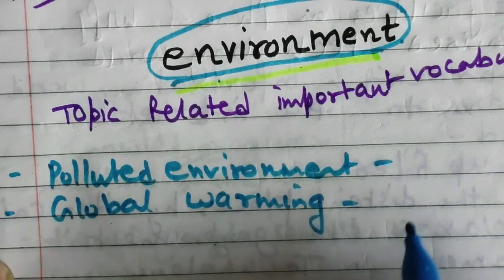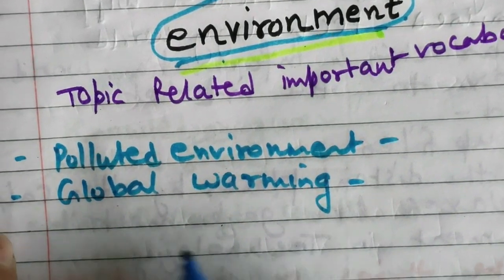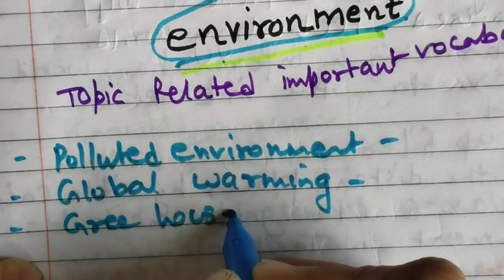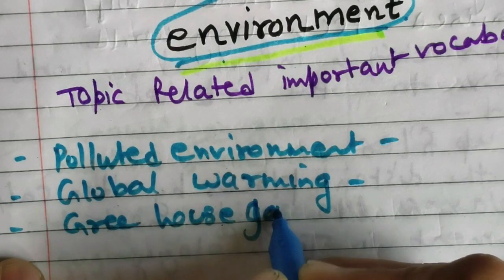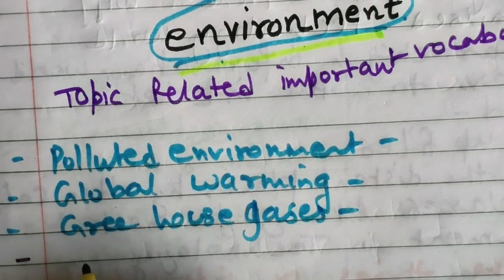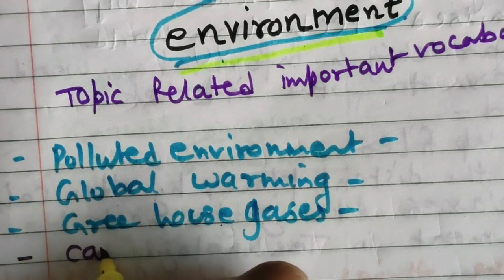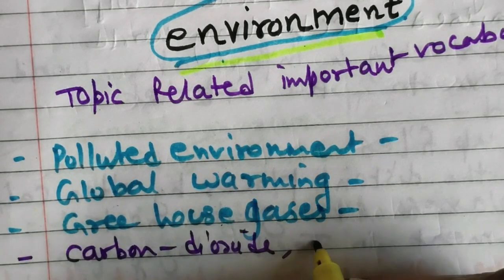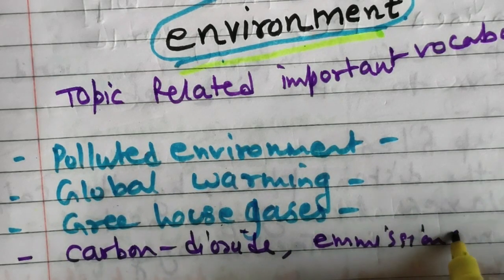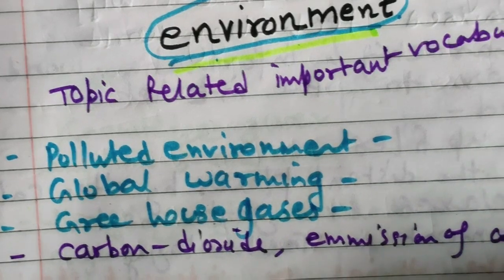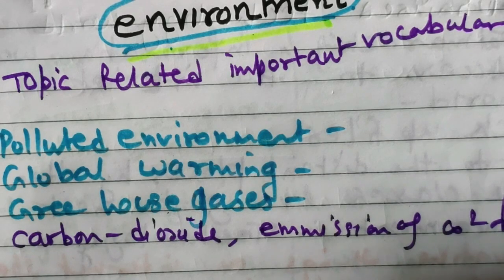Okay, next what can we get? Greenhouse gases. Okay, what next? Carbon dioxide, emission of CO2 from vehicles, from cars or automobiles.